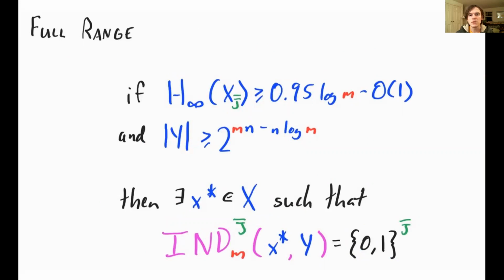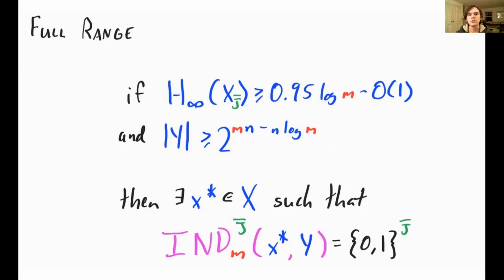And this is going to be the more formal version, which is that if the min entropy of X is at least 0.95 log m minus order 1, we'll give it that flex, and the Y side starts off as size 2^(mn), because Bob is going to get n bit strings of length m. Our largeness condition on Y is going to be that we have at least a 2^(-n log m) fraction of our original size.